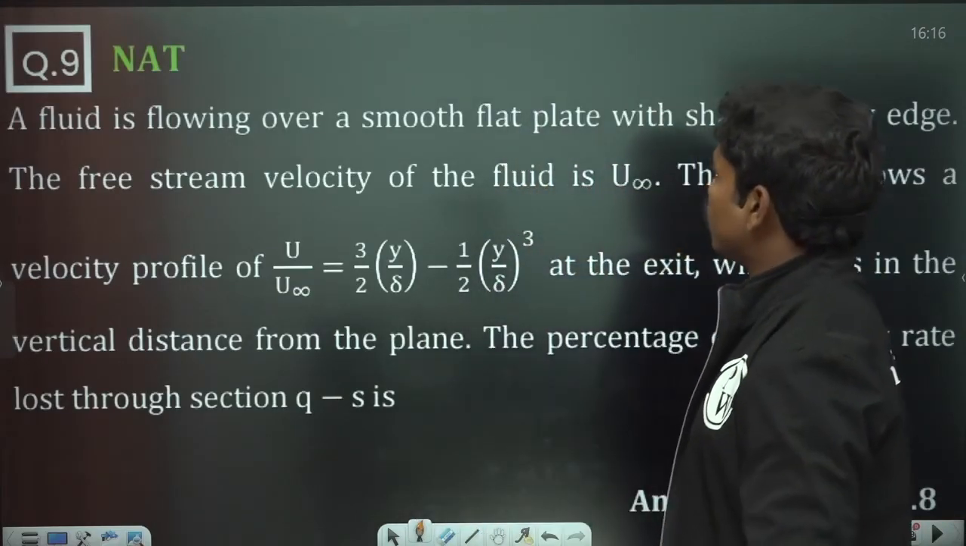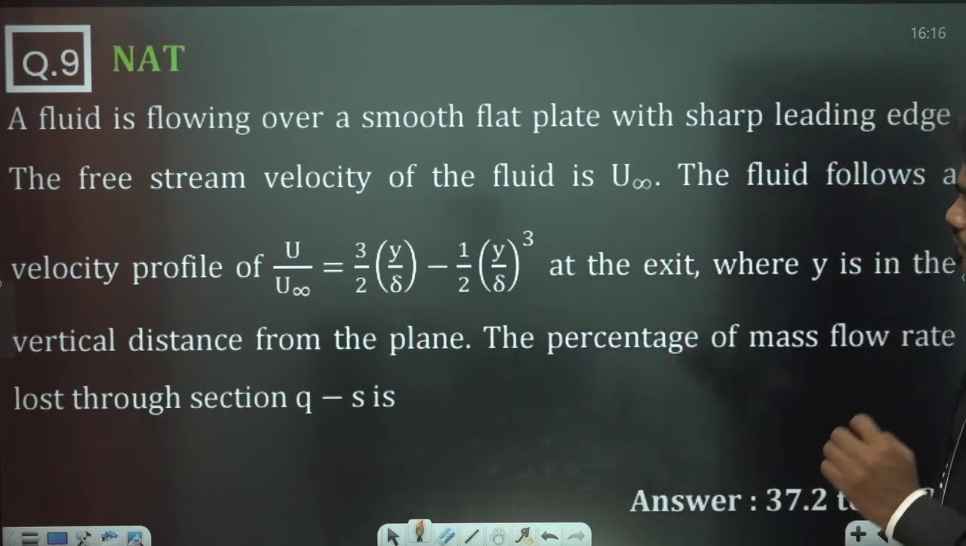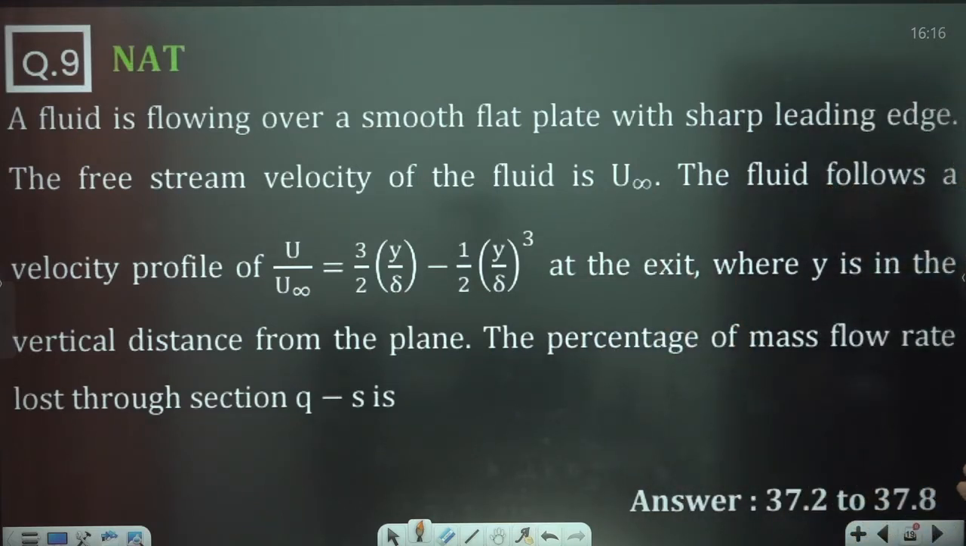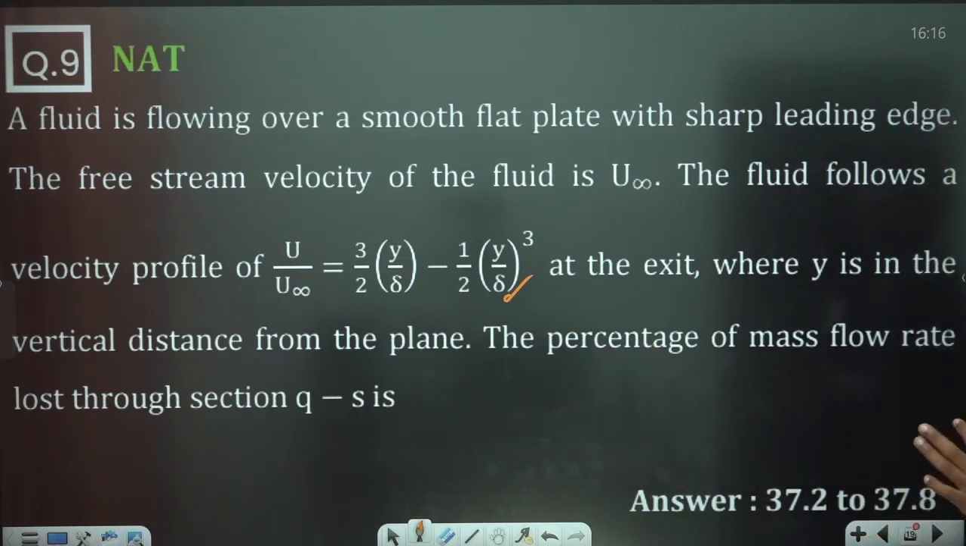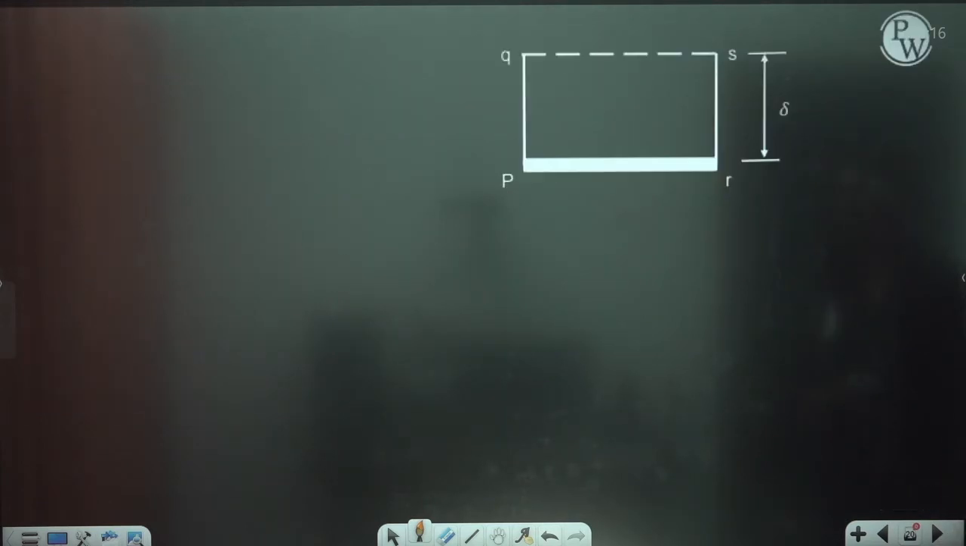A fluid is flowing over a smooth flat plate with sharp leading edge. The free stream velocity of the fluid is u infinity. The fluid follows the velocity profile, which is a cubic profile, at the exit, where y is the vertical distance from the plane. The percentage of mass flow rate lost through the section QS. Where is QS? Okay, here is the QS.